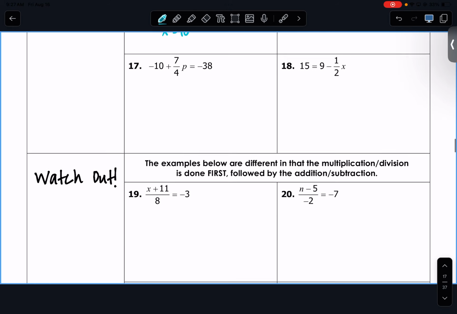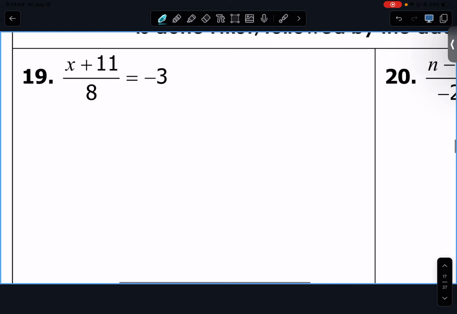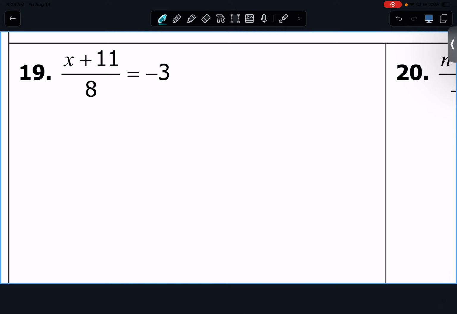Let's go ahead and drop down to number 19. Number 19 is different than the ones we just did, right? How is it different? Well, what do I have to do first on this one? Can I move the 11? Why can't I move the 11? Because it's part of this fraction too, isn't it? Since it's already a part of a fraction, I want to get rid of that fraction first, because both of these things are being divided by 8. So how would I undo that? Times 8.